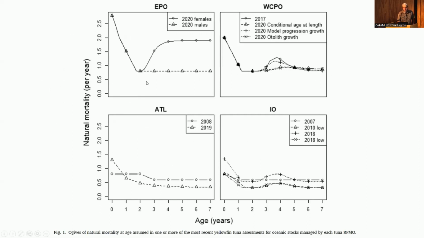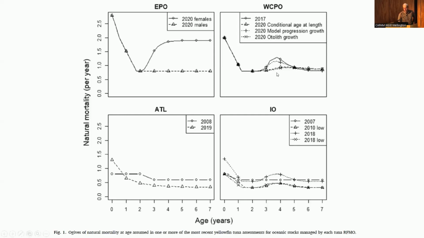So these are the most recent natural mortality ogives in 4 different tuna RFMOs. So the EPO is using this base value of 0.8 and assuming a much higher natural mortality for females, because there are fewer females at greater lengths, and they were assuming the same growth curve for males and females. And so the way to explain the loss of females from those larger lengths was higher natural mortality. And so that's where this curve came from.